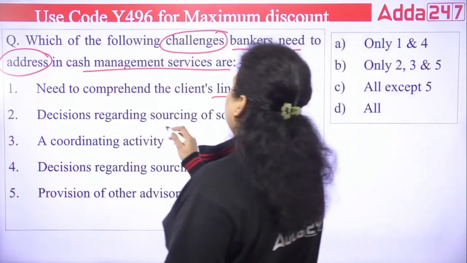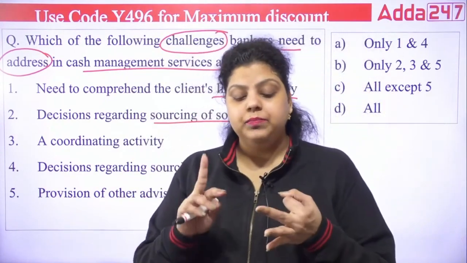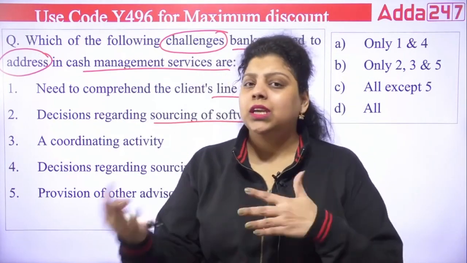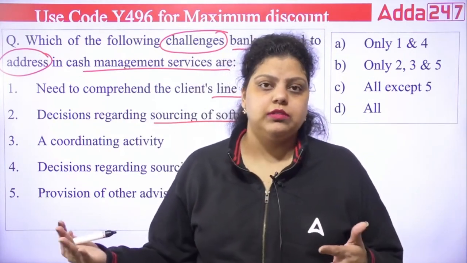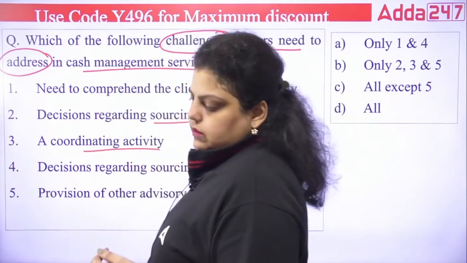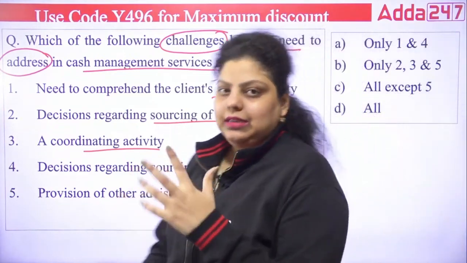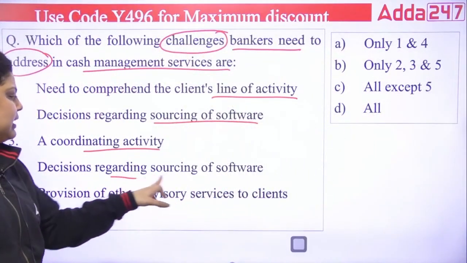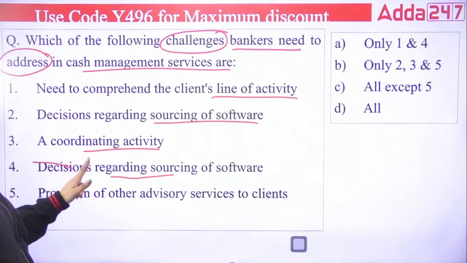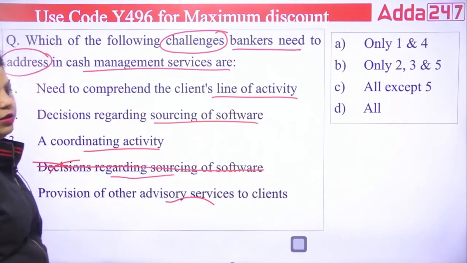Second, decision regarding sourcing of software. The software should be inbuilt, or taken from a third party, or taken on rent for the purpose of your transactions. So it is also a major decision the bank has to take. Coordinating the activity is also important when the bank provides services to you. The bank coordinates with the management of your business as well as the software providers, everyone. So these are the two points. Now, provision of other advisory services to the clients. Apart from that, you have to provide what?